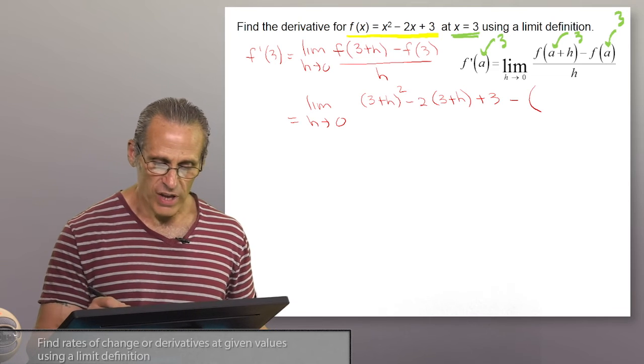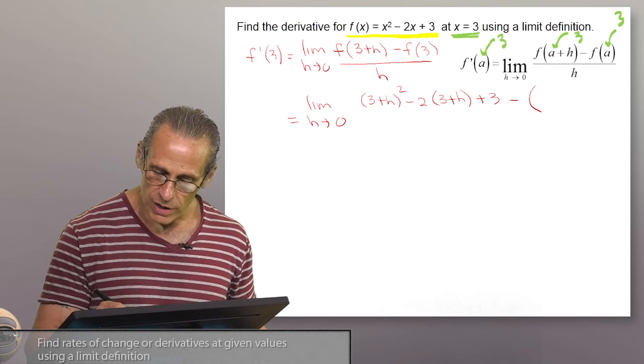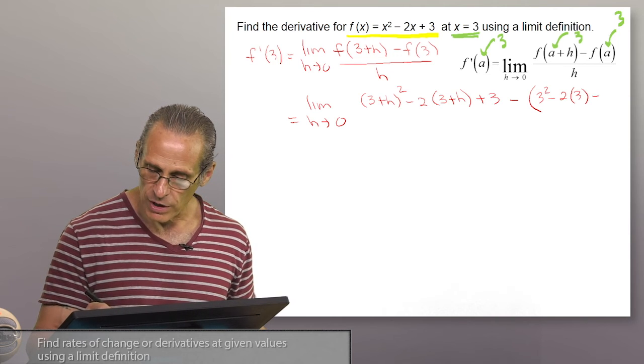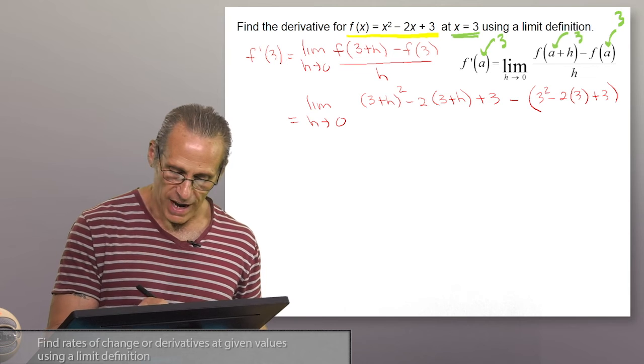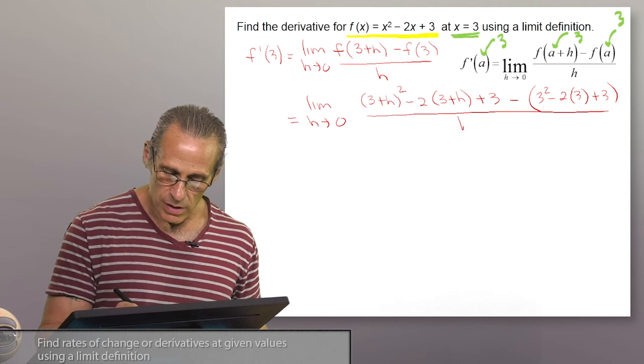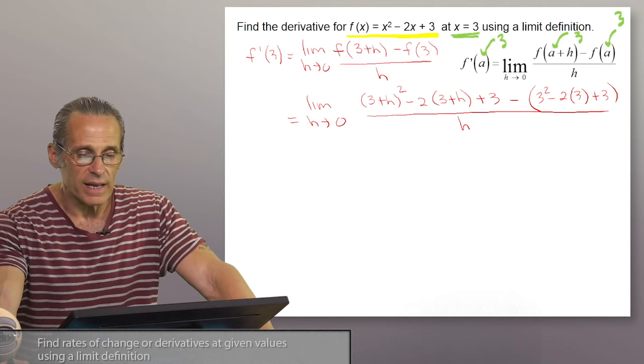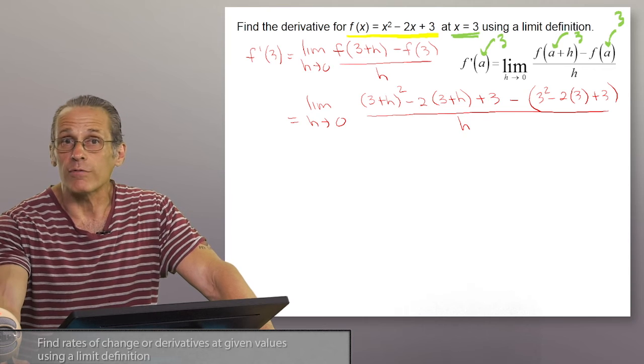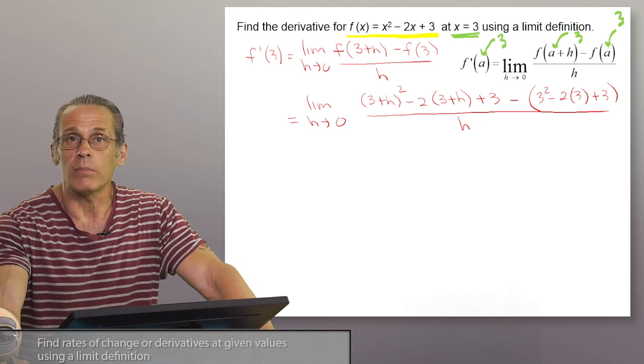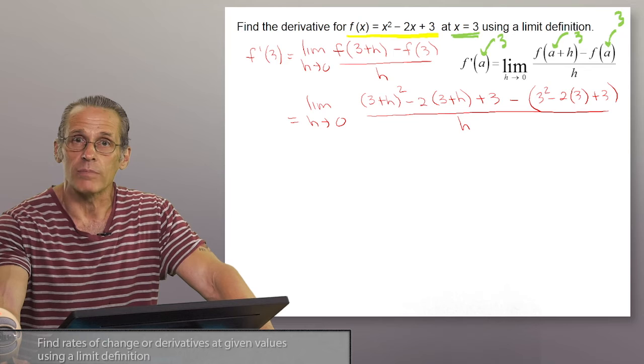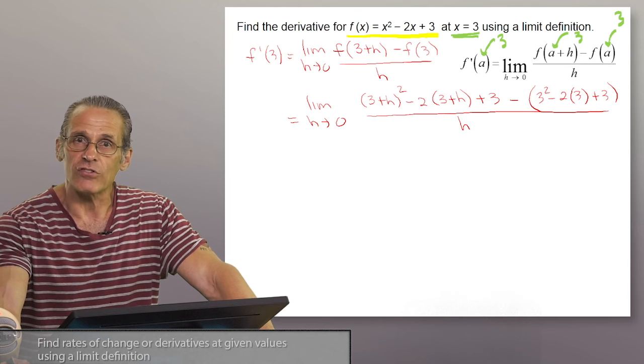Well, my function is x squared minus 2x plus 3, or 3 squared minus 2 times 3 plus 3. And I'm going to divide by h. And what I'm going to notice is that I cannot substitute a 0 in for h. So I'm going to see if I can multiply through the terms in the numerator, get a bunch of cancellations so that I can eventually cancel the h.